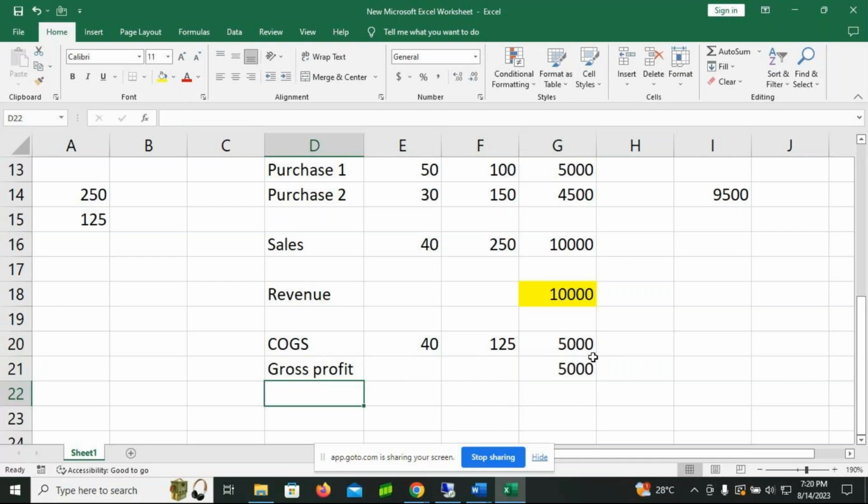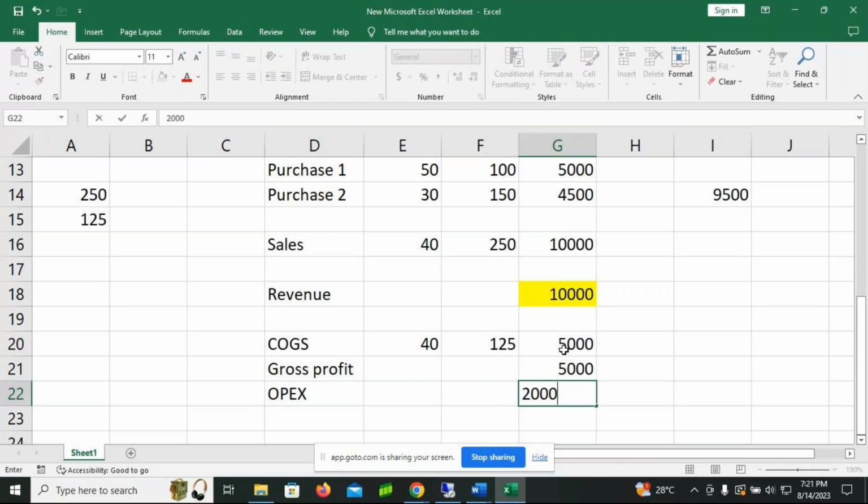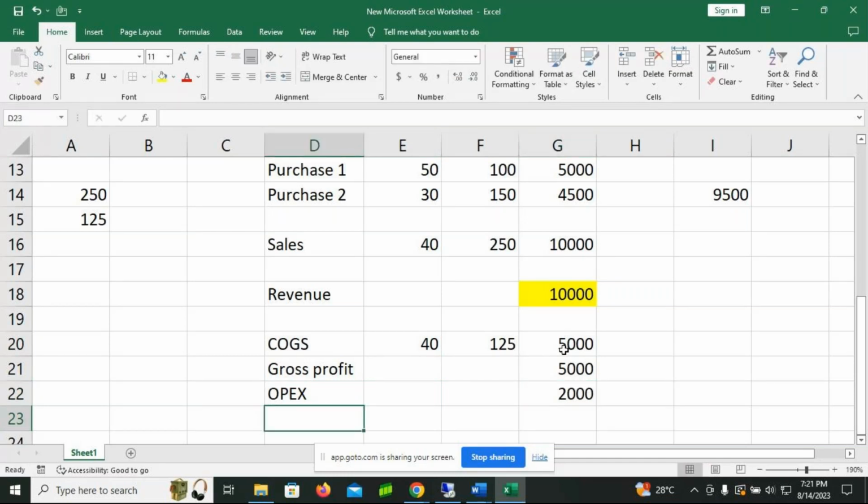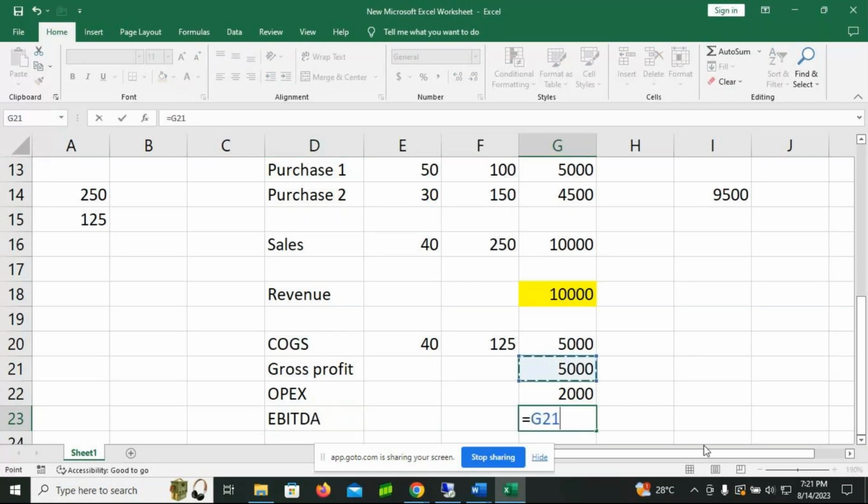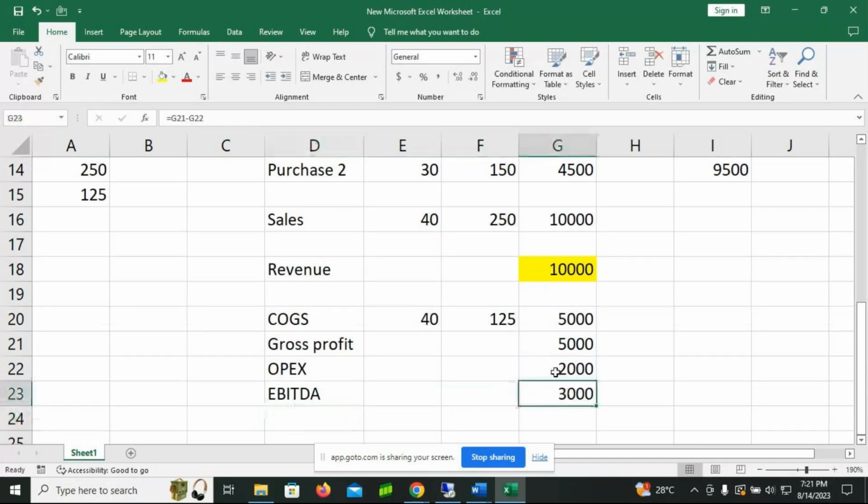Now let's continue further and we will just finish it. Operating expenses, OPEX. Let's consider I am spending 2,000 rupees. On this, I have to calculate EBITDA. So that will be equals 5,000 minus operating expenses.